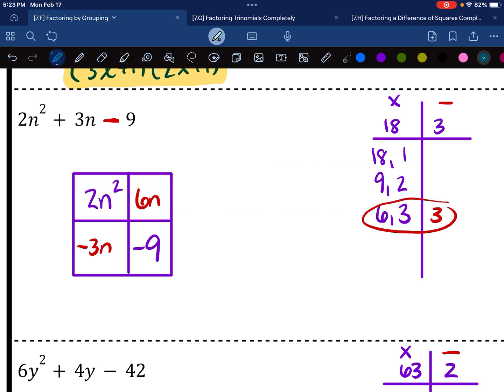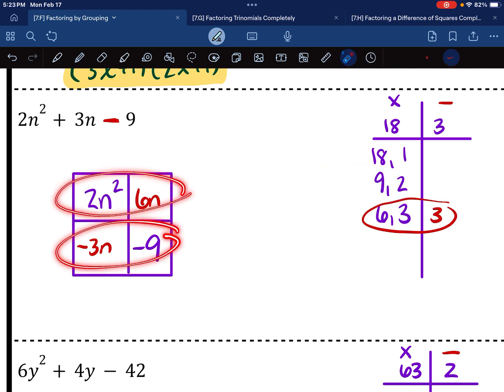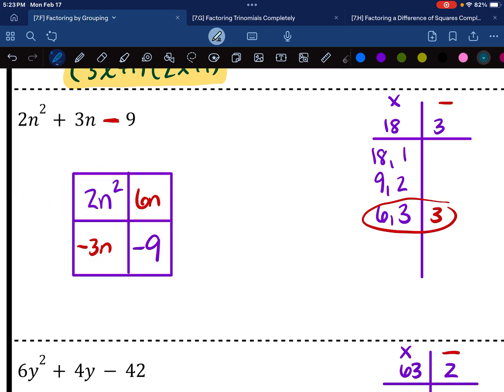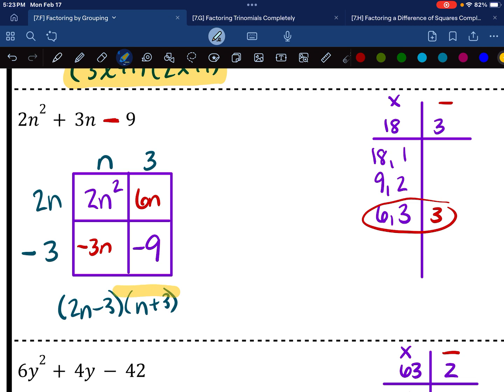Okay, so going across my rows, 2n squared and 6n has a 2n in common. Okay, my bottom row has a leading negative, so I'm going to put a negative here. And 3 and 9 have a 3 in common. Now I'm doing my columns. This one only has an n in common. And this one only has a 3 in common. So my final factored form is 2n minus 3 and n plus 3.